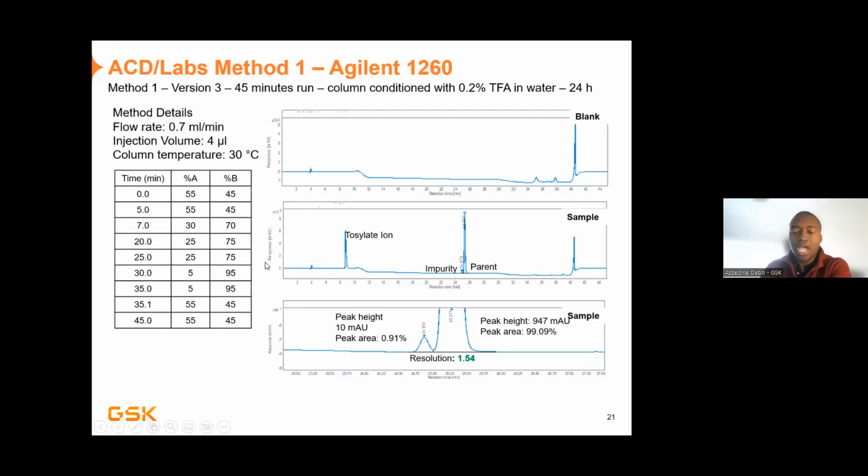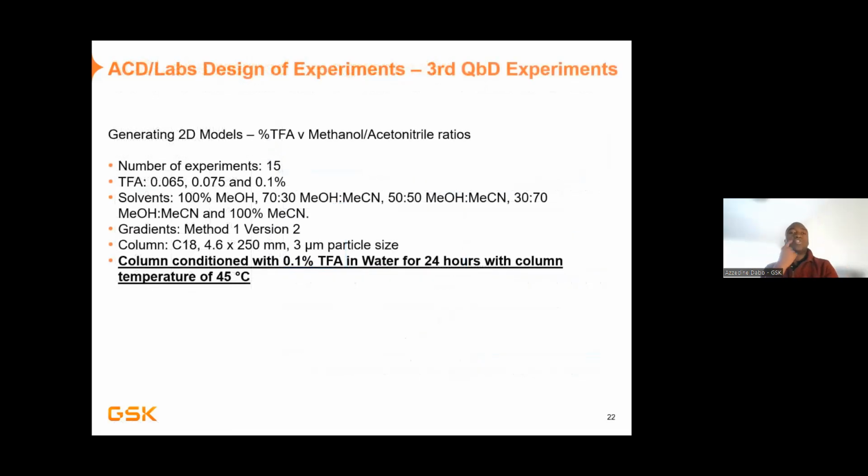Now I thought, okay, how can I use in silico modeling to try and improve the resolution between those peaks further? So how about we create models whereby we're correlating TFA and the ratio of the mobile phases, or the solvents in this case. So on my y-axis, how about I change the TFA concentration from 0.06, 0.07, and 0.1%?